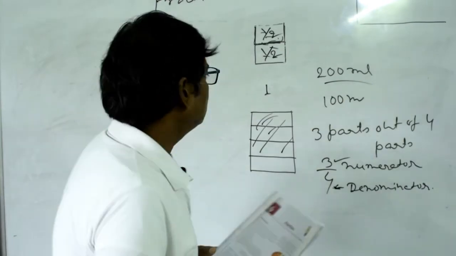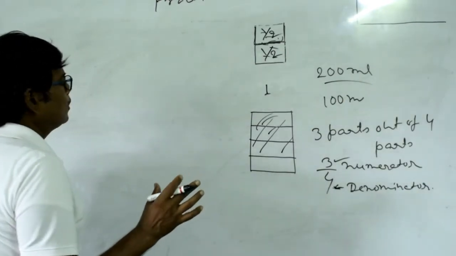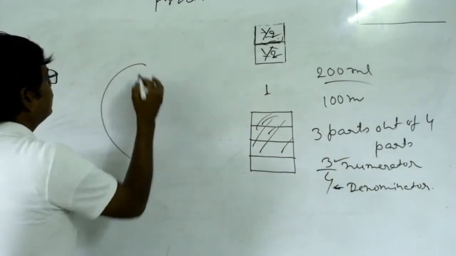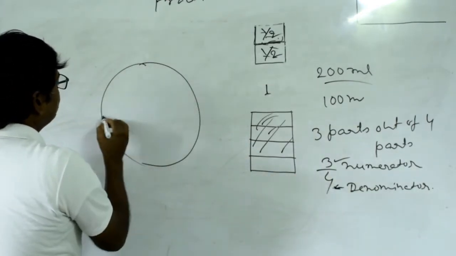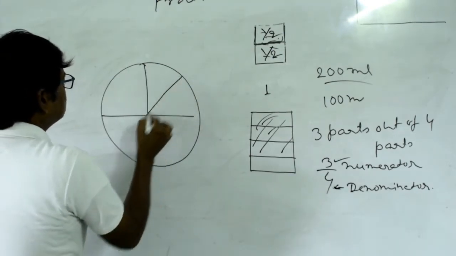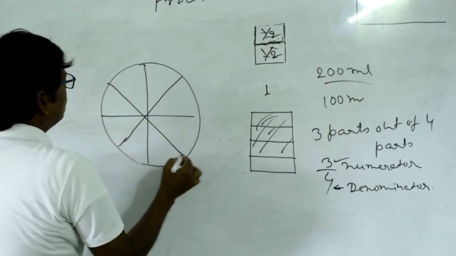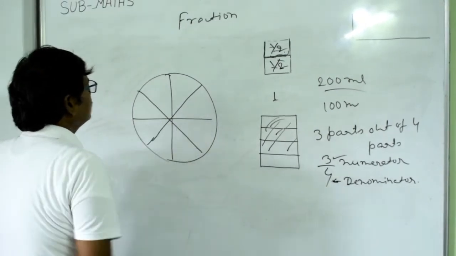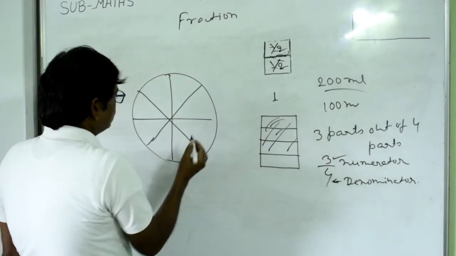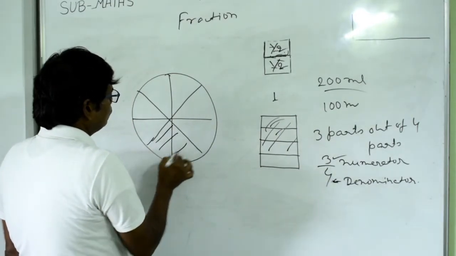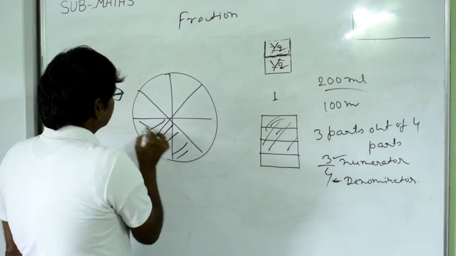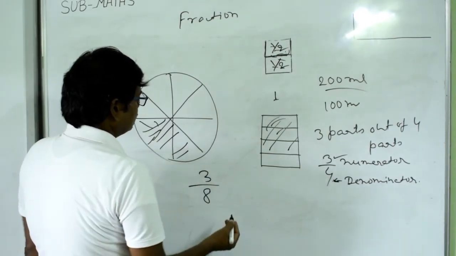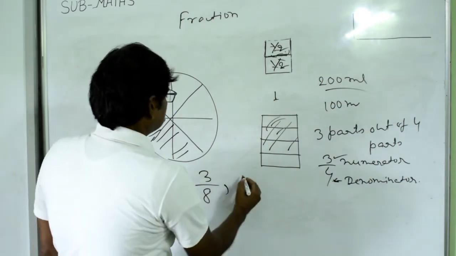So just remember, anything can be the whole. Suppose there is a pizza, a large pizza, and you divide it into many parts. For example, this pizza is divided into how many parts here? 1, 2, 3, 4, 5, 6, 7, 8 parts. So it is divided into 8 parts. Suppose you have eaten 3 parts. Then we will say that you have eaten 3 by 8 of the pizza. And how much pizza is left here? That is 5 by 8.